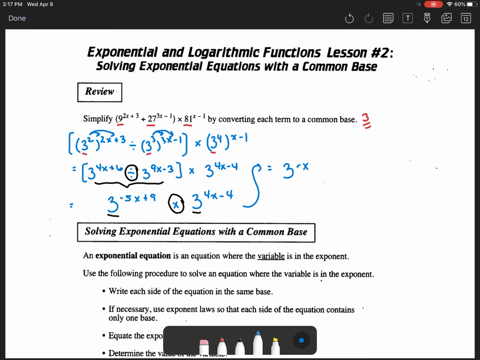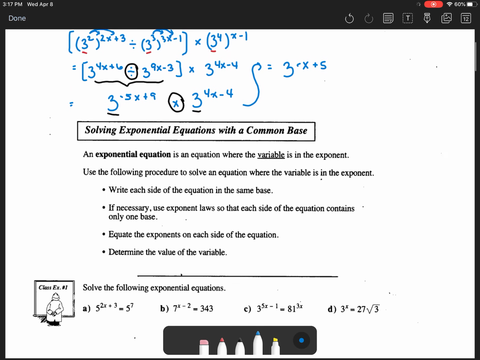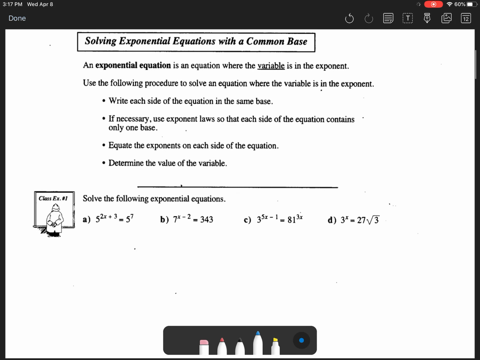This will give me an answer of 3 to the exponent of negative 1x, which is what I get when I take negative 5x and add 4x, and then 9 minus 4 is a positive 5. So 3 to the exponent of negative x plus 5 is the simplified expression from what they gave me at the top of the page. We're going to do stuff that looks like that, but now apply it to solving equations.